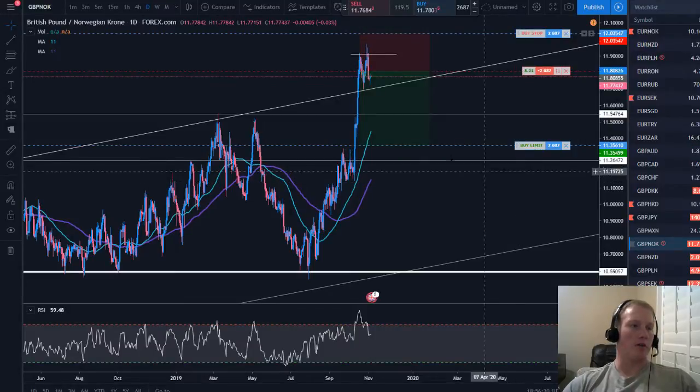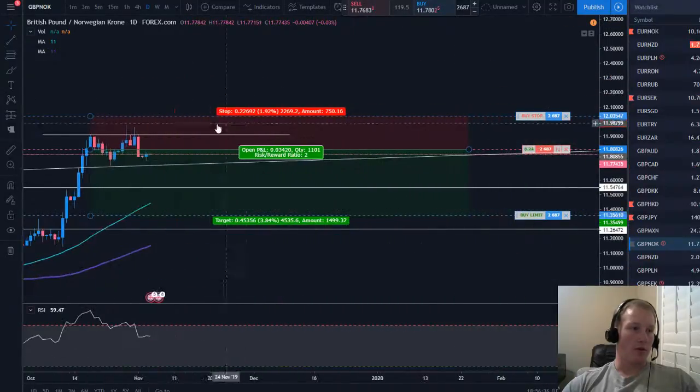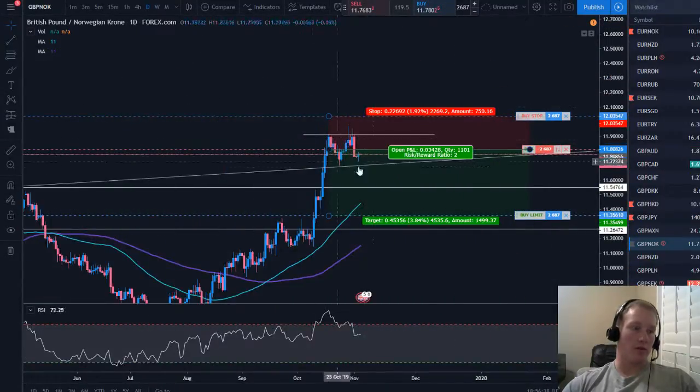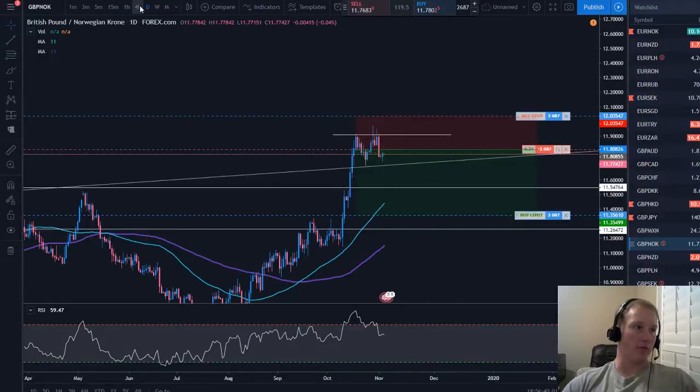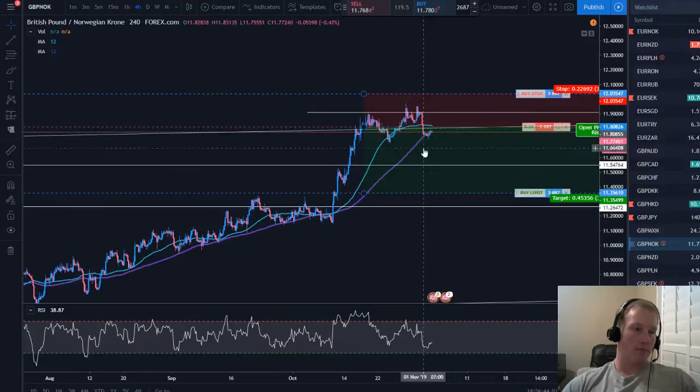Another short ahead, British pound, Norwegian krone. Pretty large RSI divergence. Pretty bearish candles here. We'll see though. I don't know. At the same time, it doesn't look too bearish, but it needs to break this. We'll see.